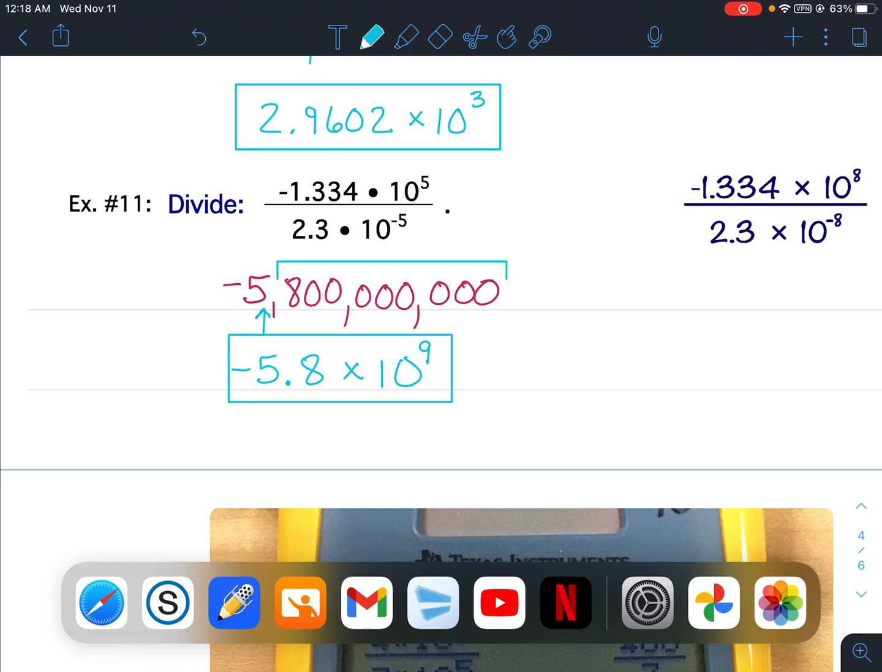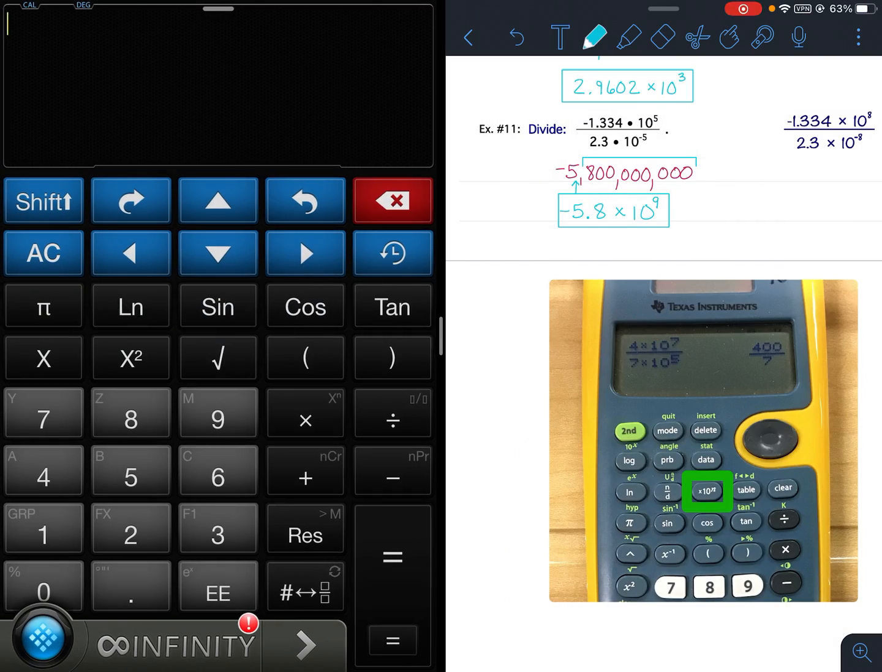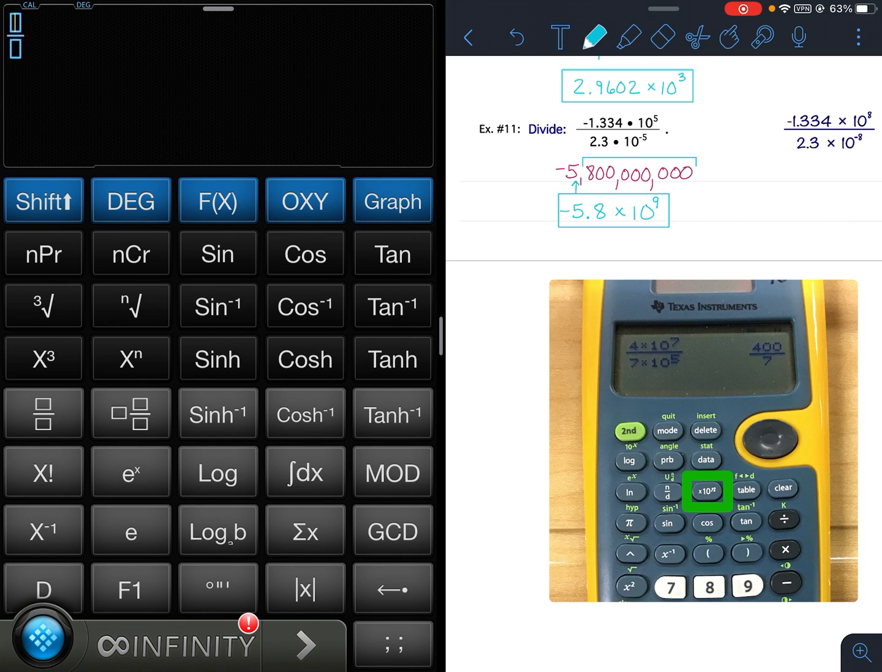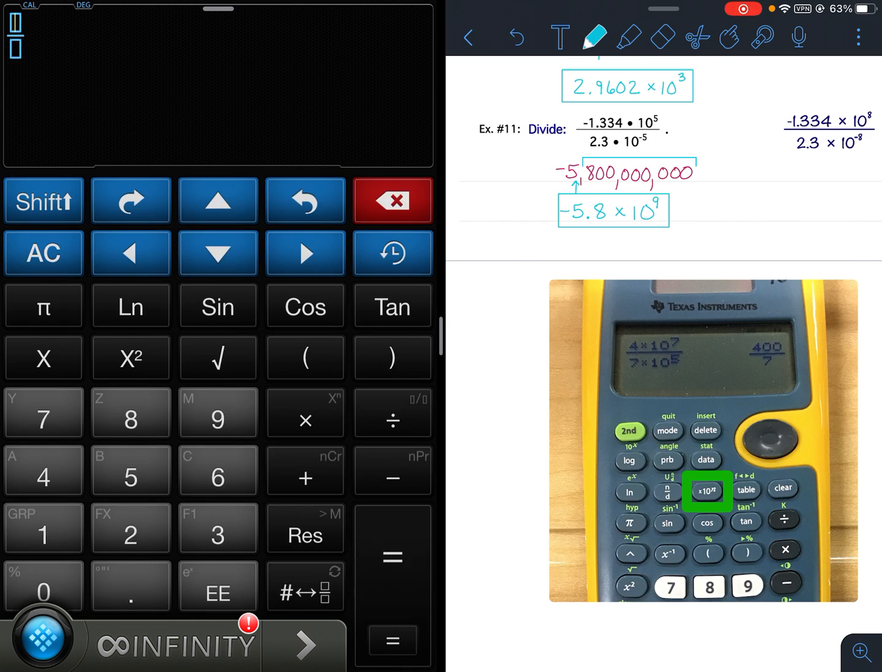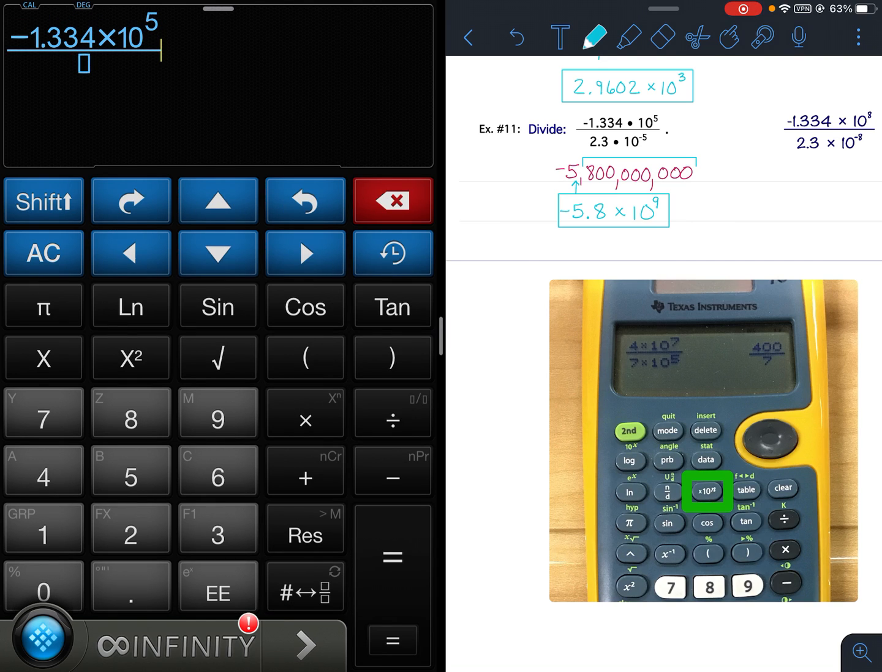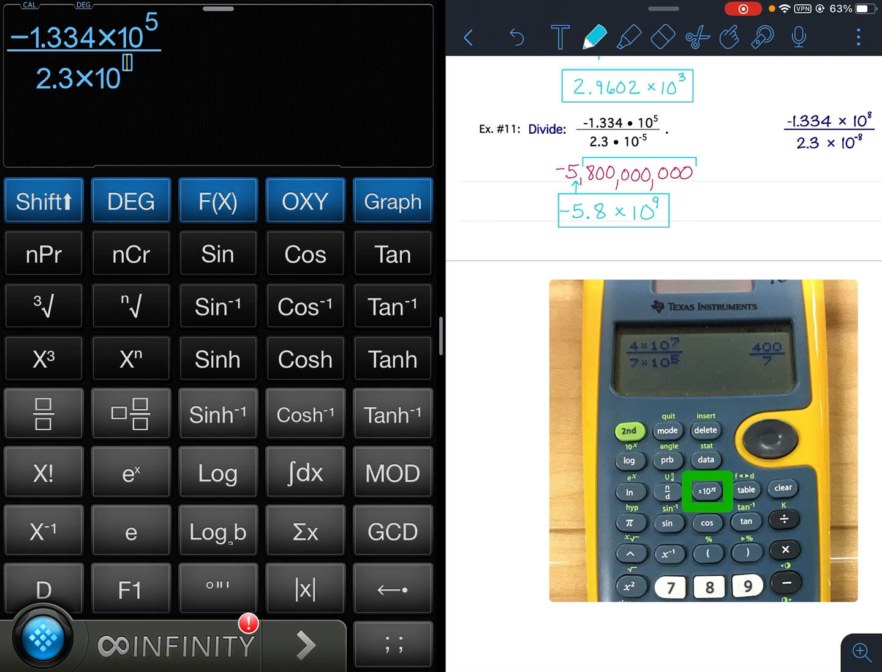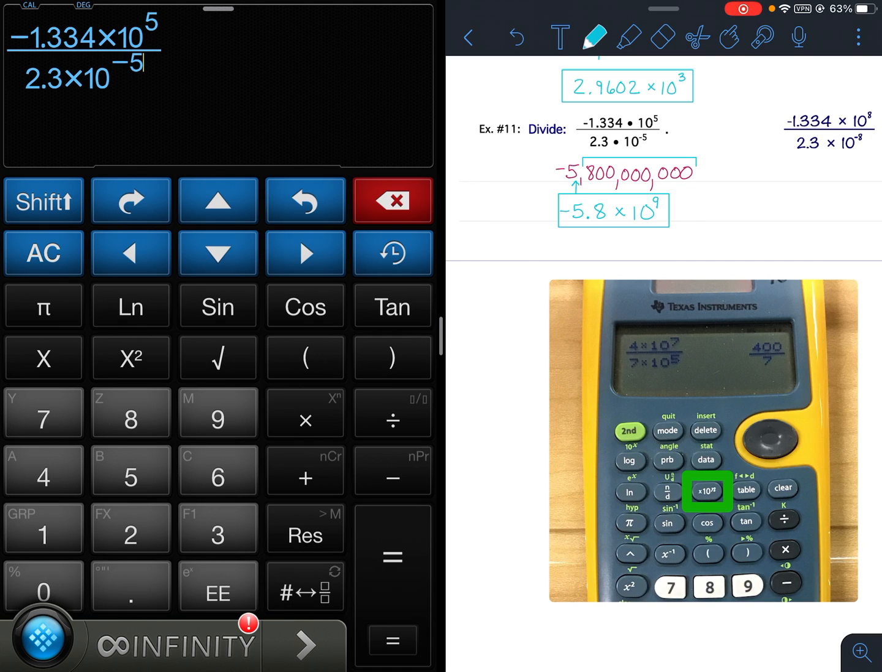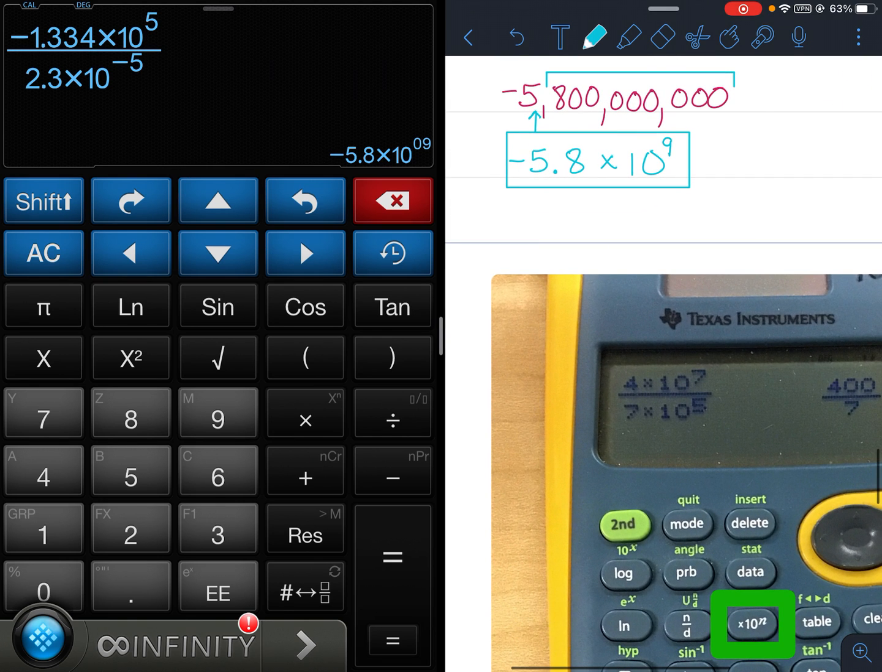So let me show you if you would have used the iPad calculator, what it would give you. So I start with my fraction, negative 1.334 times 10 to the 5th divided by 2.3 times 10 to the negative 5th. But then the iPad, notice it gave me the scientific notation right away. So depending on what you use, if the number is large enough, it might give you the scientific notation right away.